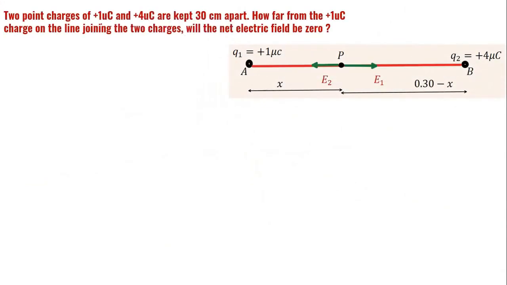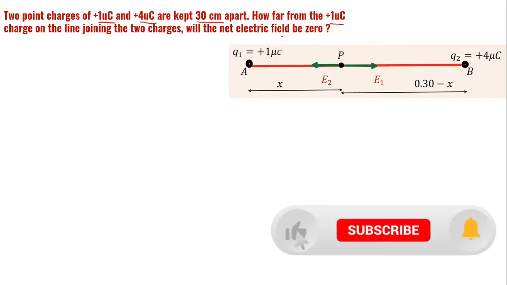Here we go with our first numerical. Two point charges, +1 microcoulomb and +4 microcoulomb, are kept 30 centimeters apart. How far from the +1 microcoulomb charge, on the line joining the two charges, will the net electric field be 0? How do we depict the given situation in the form of a figure?